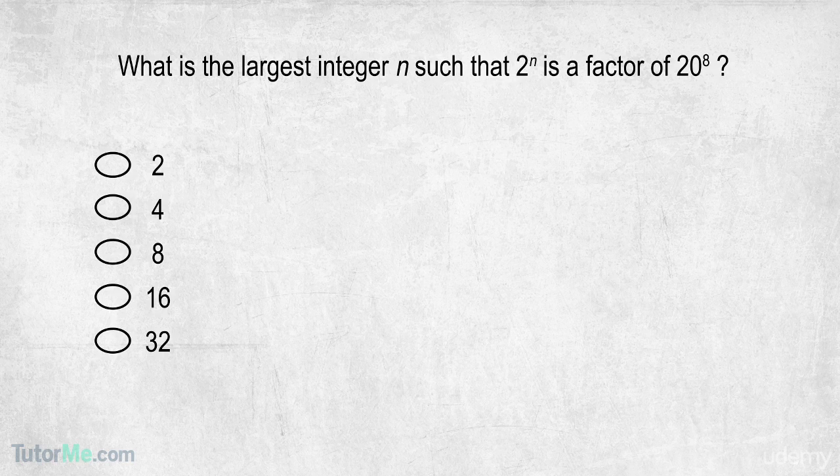Let's try a practice problem. What is the largest integer n such that 2 to the n is a factor of 20 to the 8th? We can start this one by factoring 20 to the 8th. We'll cover factoring in a later lesson, so if you feel the need to brush up on it, you'll have the opportunity. Completely factoring 20 leaves us with 2 times 2 times 5 to the 8th.